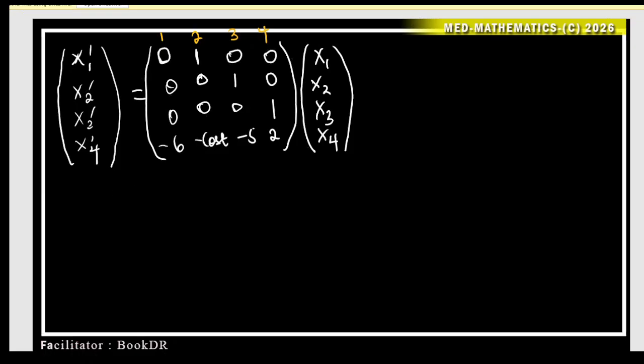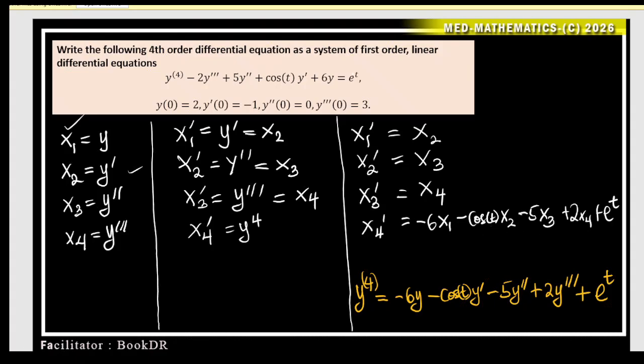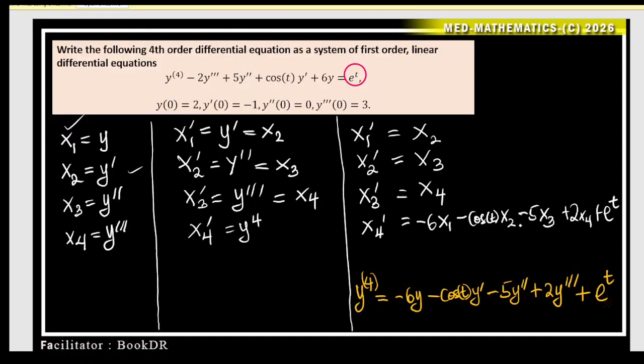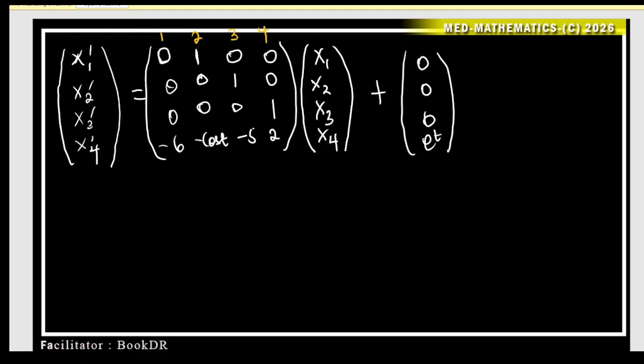Good. You can observe that we did not add the e exponent t to our matrix, because that is a forcing function in the original equation. So we would like to create a separate matrix for it, and that will be a column matrix. So plus 0, 0, 0, e exponent t, because the e exponent t can only be seen in the last equation. It is absent in the first 3 equations. Good. So this becomes the matrix form of our system of equations.